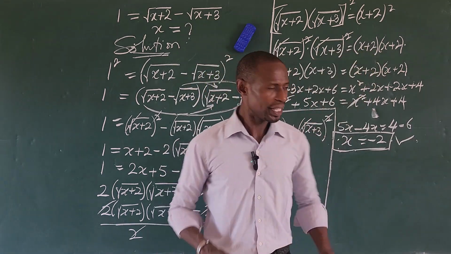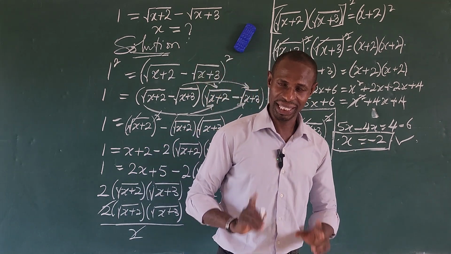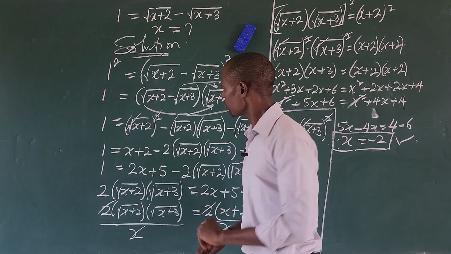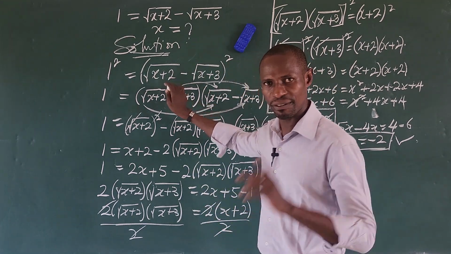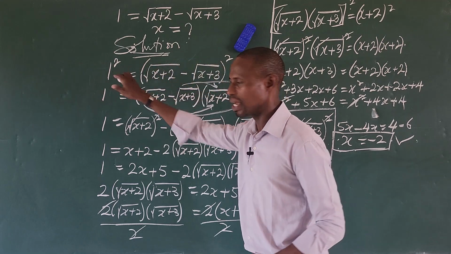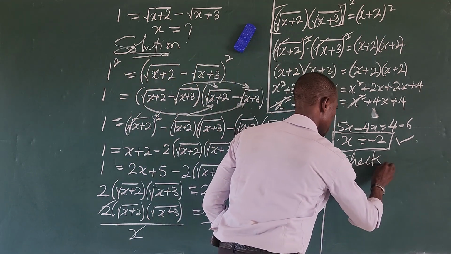So we want to check if the answer which we've gotten, minus 2, will actually satisfy the original equation, because that is the second reason why I decided to bring this challenge. The first reason is to use this method, different from the normal one, whereby we're supposed to move this to this side or move this to this side. Okay, so the second reason now is for us to check for the result. So let's have here a check.